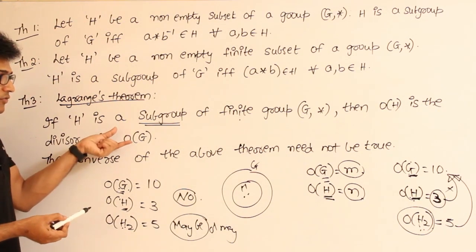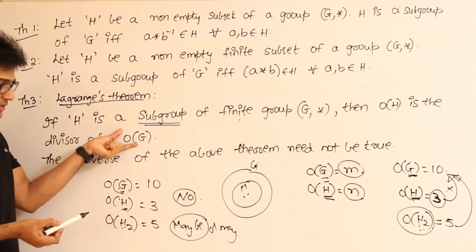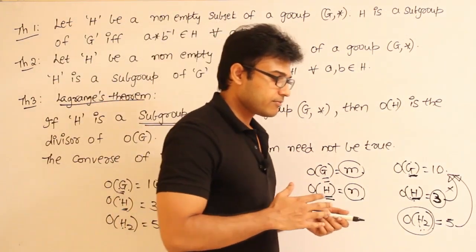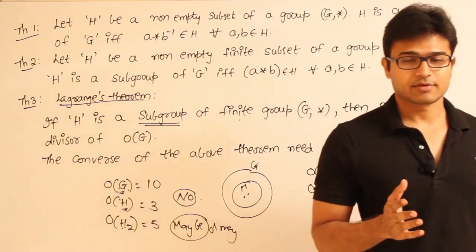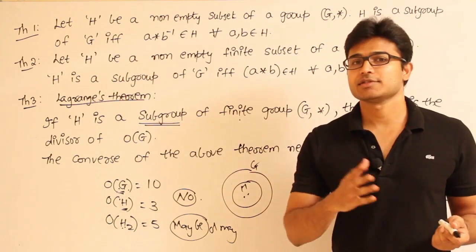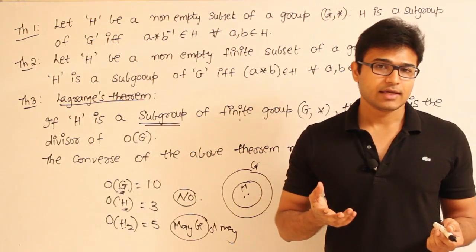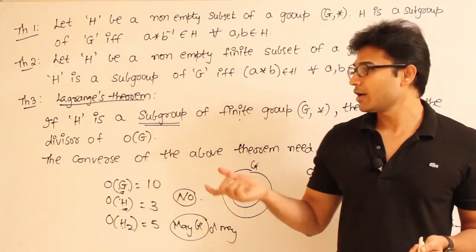So this is a kind of negative test. In the sense, we can directly say that a subset is not a subgroup. But then we may not be able to say that a subset is a subgroup. For that we have to use the other theorem.